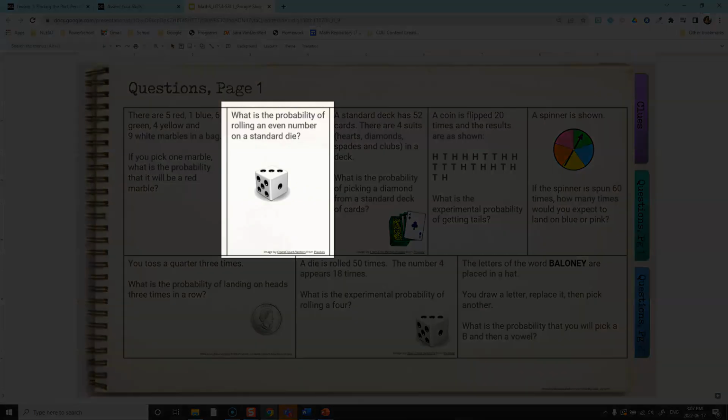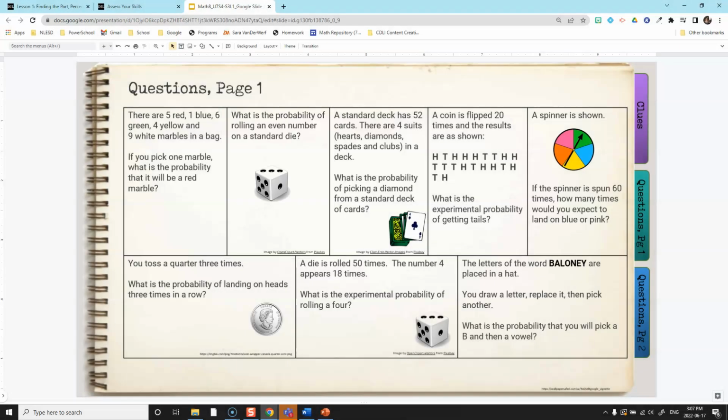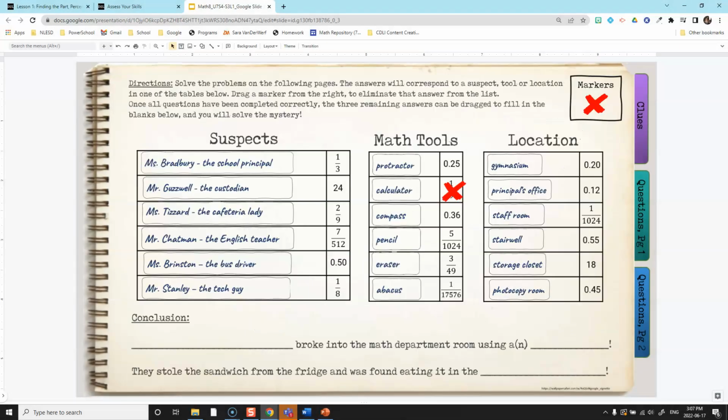So you would do your workings on scrap paper in an exercise book, on loose leaf, get the answer to the next question, and then proceed back again, and then drag another marker. So you would continue doing that. As you do that, you're eliminating possible suspects, math tools, and locations. When you're finished all the questions, one suspect, one math tool, and one location will remain. And those that remain are the answer to the question down below.